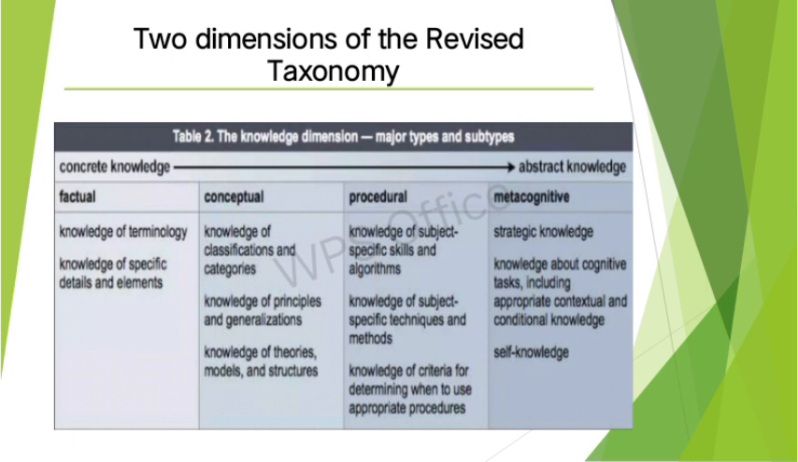It involves understanding one's own thinking processes and strategies, and it's all about knowing how you learn best, what your strengths and weaknesses are, and how to monitor and regulate your own learning. So in all, the knowledge dimension ranges from concrete, which is the factual, to abstract, which is the metacognitive. Understanding this dimension is very crucial because different cognitive skills or tasks require different types of knowledge.